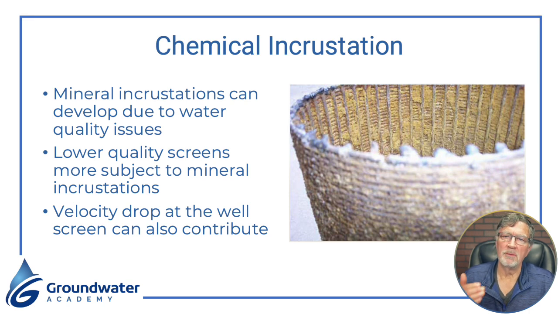So what are the three common problems that cause well plugging? Number one is chemical or mineral incrustations that are going on in the well. Mineral incrustations generally are going to be due to water quality issues, what the water has in it, but lower quality screens can also be more conducive to mineral incrustations developing. Velocity drop: if your well is designed so the water's coming into the well too fast, velocity drop can actually contribute to mineral incrustations forming, as the velocity drops and it precipitates out minerals coming into the well.